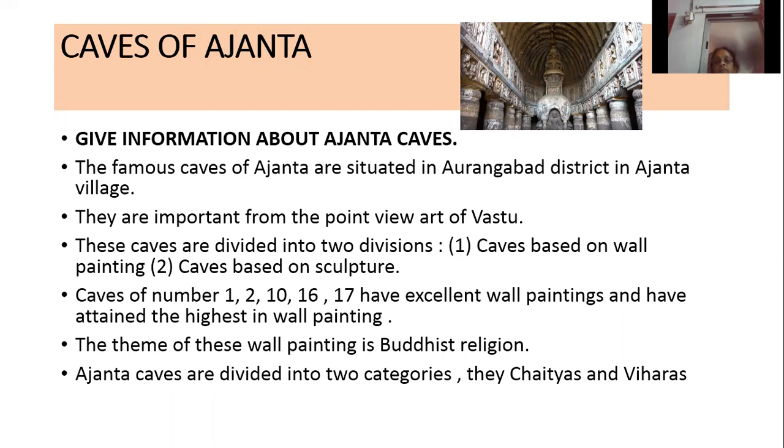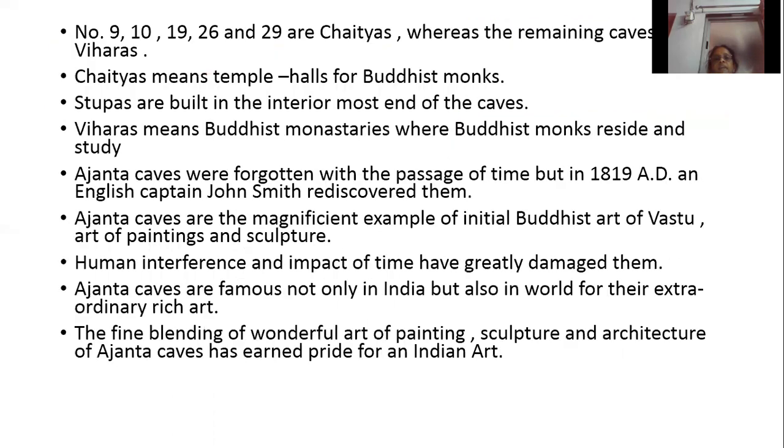What is the subject matter or theme of these paintings? The Buddhist religion. Again, Ajanta caves are divided into how many categories? Two, which are the Chaityas and the Viharas. What are the Chaityas? Temple halls for Buddhist monks are called Chaityas. Viharas means monasteries where the Buddhist monks live and study.